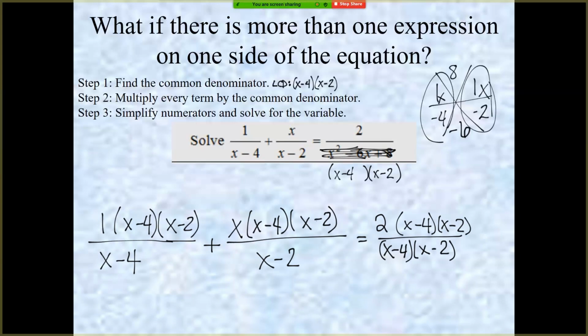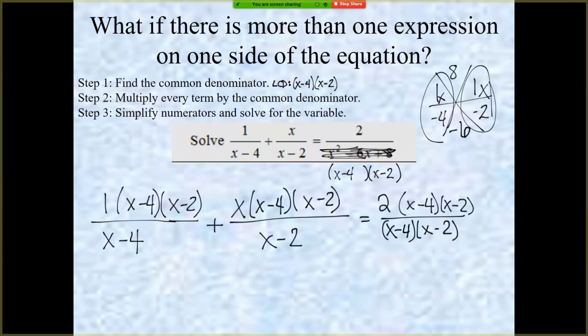So now when you go through to cancel, what cancels on the first fraction? Well, what's the same on the first fraction in the numerator and the denominator? So the x minus 4s are the same, which leaves you with 1 times x, which is x, and 1 times negative 2, which is negative 2. So now we have x minus 2 for that first fraction. We've simplified it down to just x minus 2.